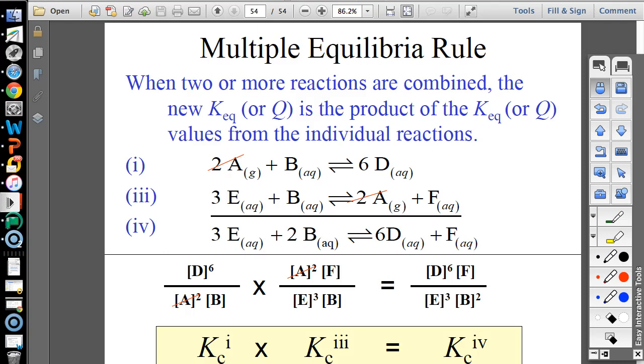Okay, so in summary, when you're dealing with this stuff, if you reverse the reaction, you take the reciprocal. If you're adding them together, instead of adding them, you multiply them. And if you multiply the coefficients by something, then your K gets raised to that power. So it's kind of like the other way, except everything is taken to the next level.